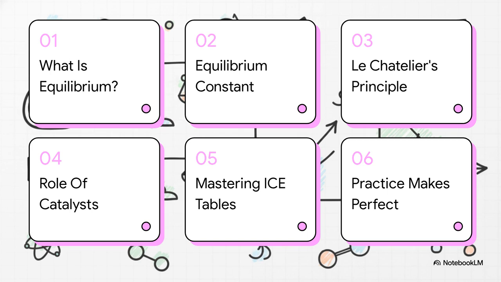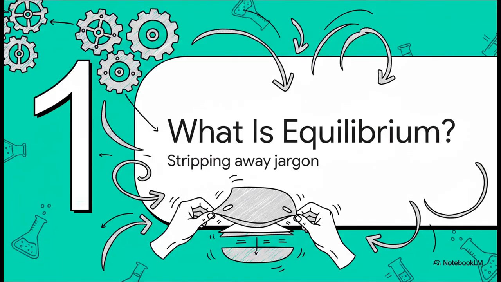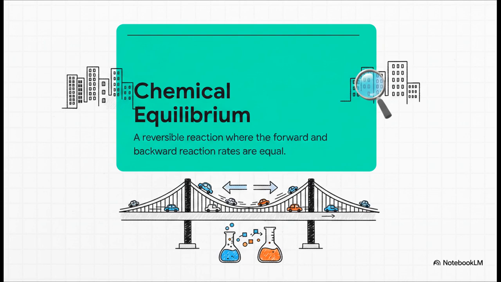What is chemical equilibrium? Understanding the equilibrium constant, Le Chatelier's principle explained, the role of catalysts, mastering ICE tables, and finally, practice makes perfect. Section 1. What is chemical equilibrium? All right, let's strip away the scientific jargon and look at our very first building block.